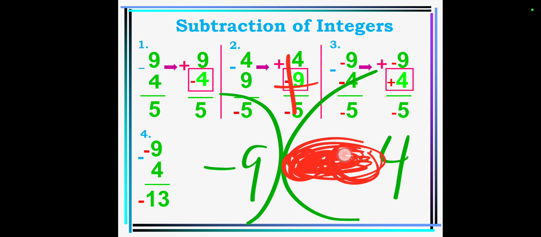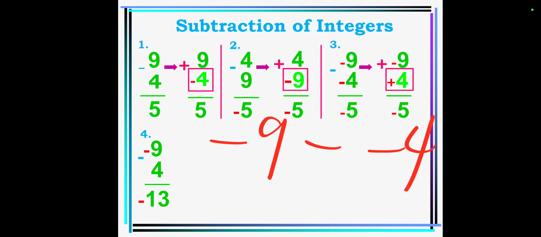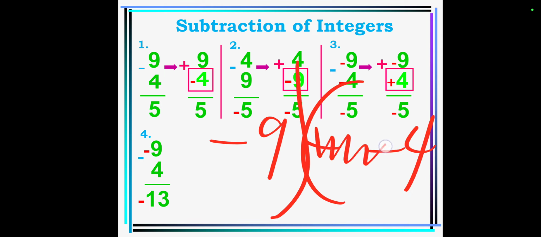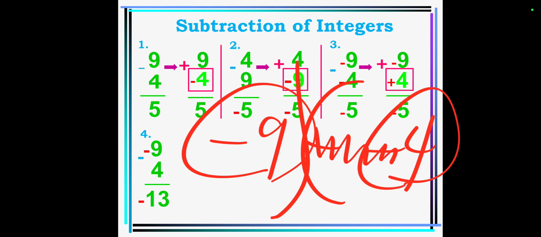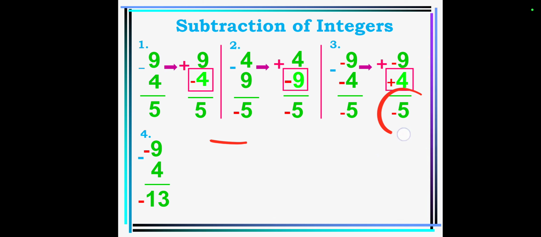Or you can just neglect the two negatives. Again, you can only do that if you have two negatives. Take note. So we have here negative 9 minus negative 4. Since you have two negatives here, you neglect that one. So you now have, you lost 9, you gain 4. What is the answer? You still lost 5. And that is why this is 5, or negative 5.